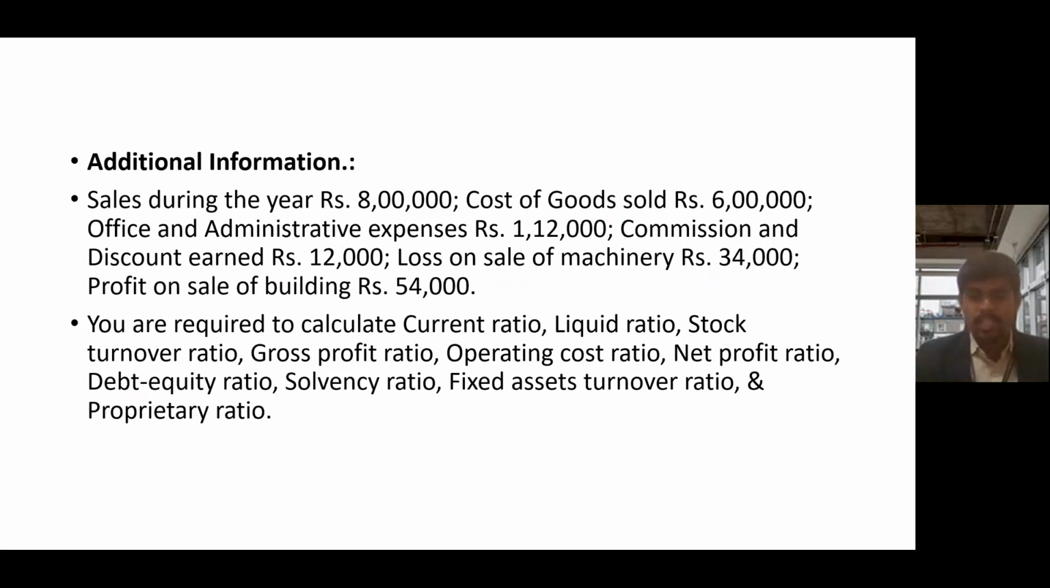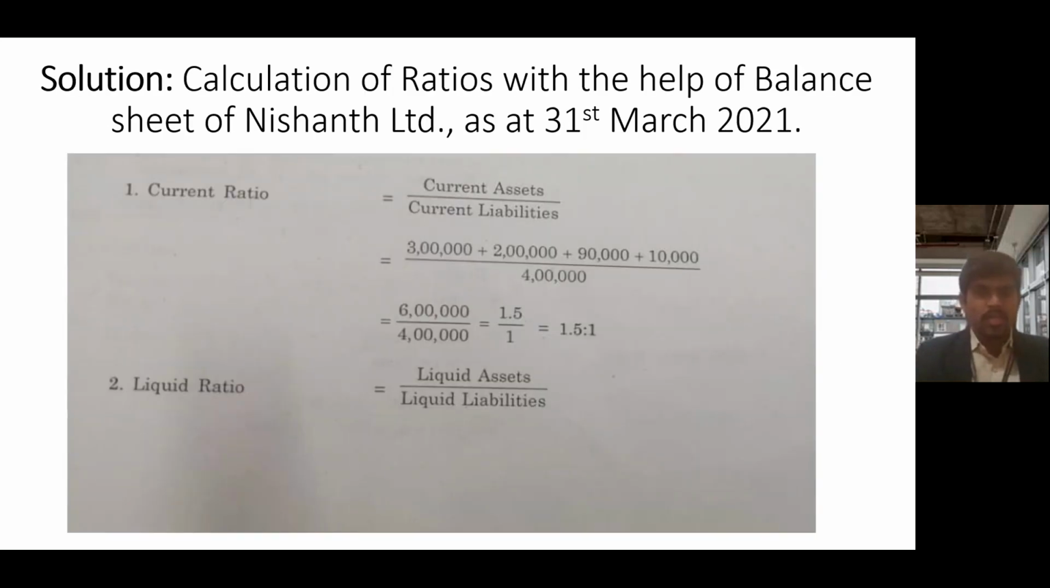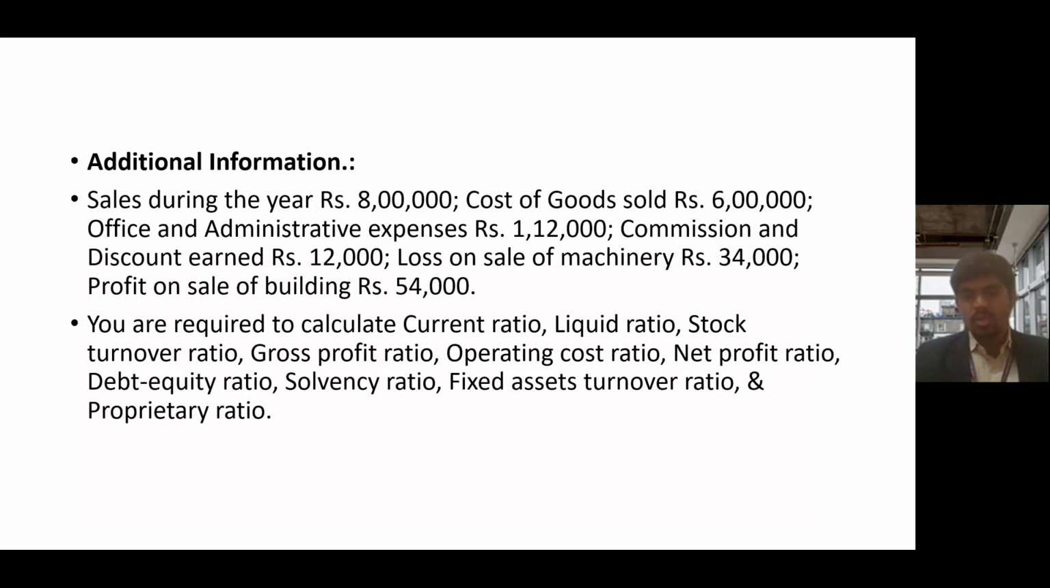So this is a practical example. Let us go through the solution one by one. First we are going to calculate the current ratio. This is how the calculation will be made: calculation of ratios with the help of the balance sheet of Nishant Limited as at 31st March 2021. They first ask us to calculate the current ratio, so we'll go one by one accordingly.